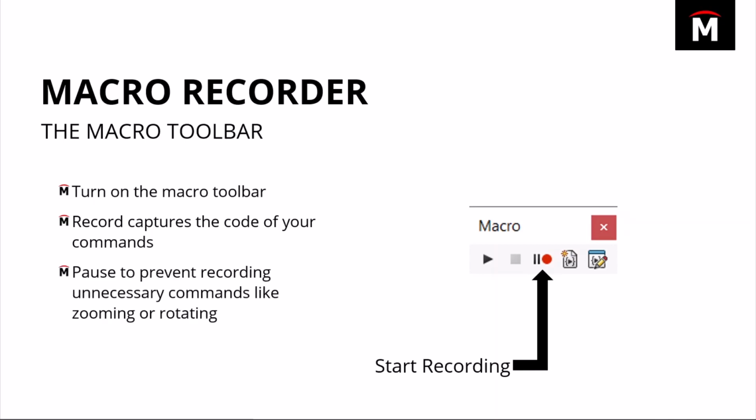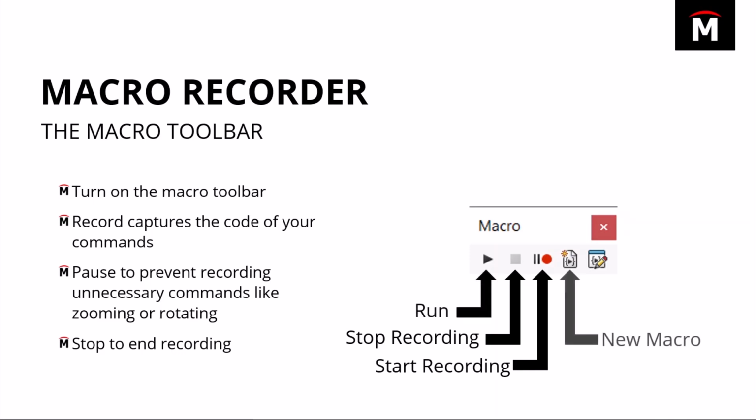Once we click on record, it's going to start capturing every command that we are manually performing. We can also pause the recording to prevent it from capturing zooming or rotating commands that we typically don't need when we're looking to automate a given task. And once we're done, we'll use the stop recording to end the capture and ultimately save out the macro that we have recorded. We do also have a run, new, and edit. So run and edit will allow us to interact with existing macros. And if we want to create a macro from scratch, we can use the new macro option.